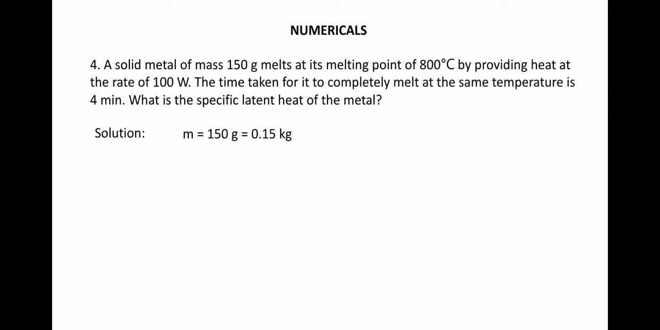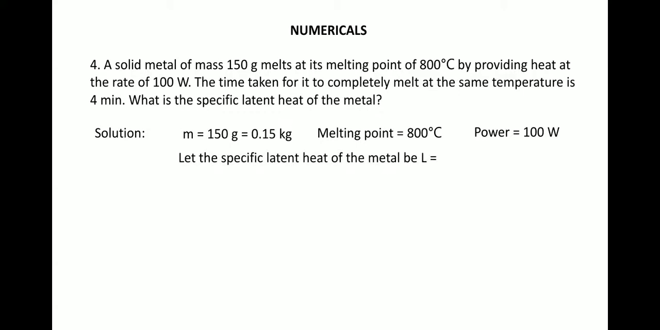Here we have to convert every given unit into the same unit. Okay, so gram is converted in terms of kg. The melting point is given, which is equal to 800 degrees Celsius. The rate of flow of energy, that is power, is equal to 100 watt. And just before this numerical, we said that the specific latent heat of the metal over here, let it be L, will be equal to Q by M, that is heat energy divided by mass.